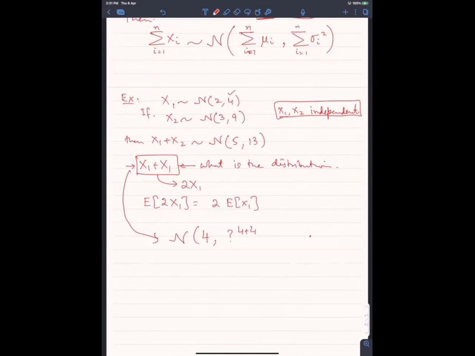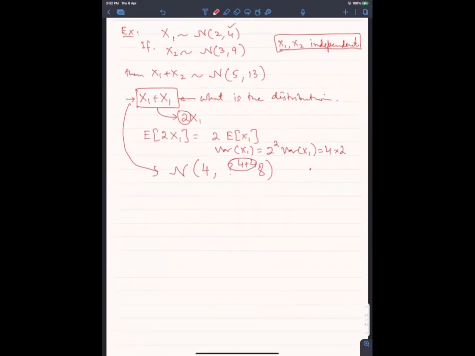In this case, the answer is yes. So 4 plus 4. Why? Because the variance of x1 would be equal to 2 squared into variance of x1, which is equal to 4 into 2, which is 8. Now this is a very misleading result. Why? I will show you.